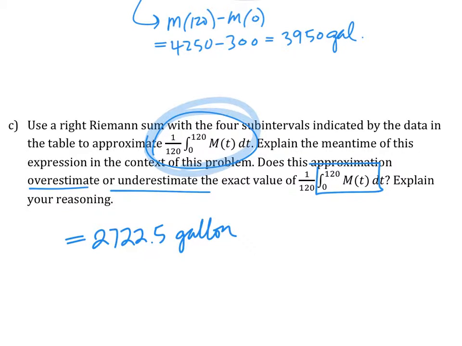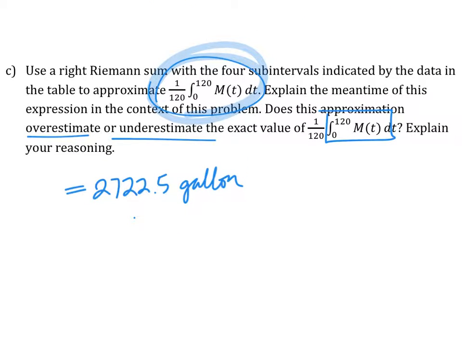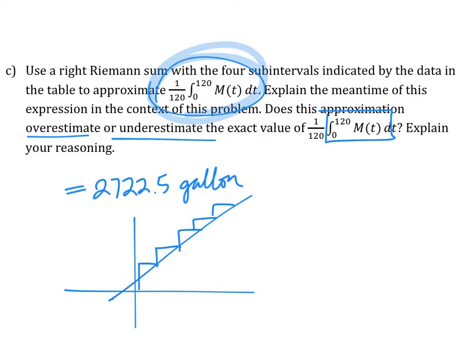The question is, is this an overestimate or underestimate? Overestimate, because they tell you that it is a strictly increasing function. So if you use the right-hand side, it's always going to overestimate. So you would explain that this is an increasing function, therefore, if you use a right Riemann sum, it will overestimate.